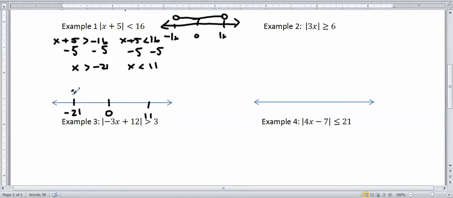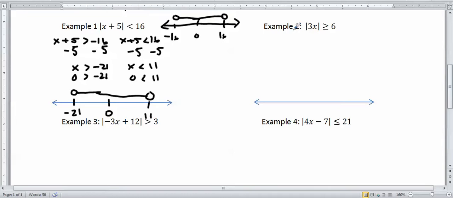Open circle on both because there's no line underneath. Now graph it in the right direction. Remember, check your zeros. So if I check 0, 0 is greater than negative 21. That's true, so I want to go toward 0. If I plug in 0 for the second one, 0 is less than 11. Also true, so I want to go toward 0.